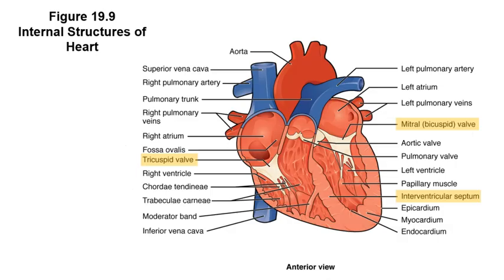So returning to figure 19.9, we see that the tricuspid valve is found between the right atrium and the right ventricle. Meanwhile, the bicuspid or mitral valve is found between the left atrium and the left ventricle. The interventricular septum is going to prevent blood in the right ventricle from mixing with the blood in the left ventricle.